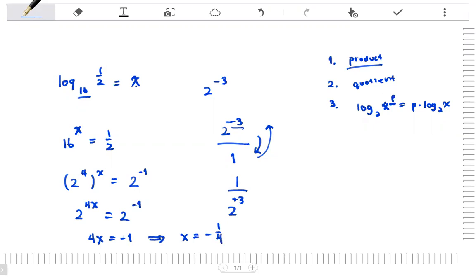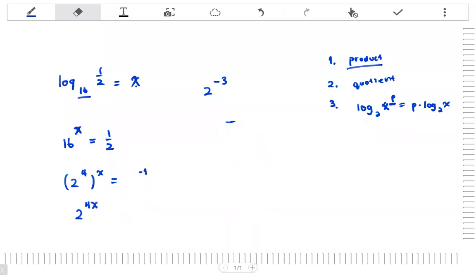Wow, okay. I'm really sorry, I forgot how to do this. But do you guys get how I solved x equals negative 1/4? Yeah. Okay. Let's do one more question that's similar to this one.